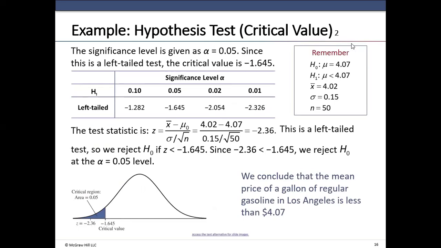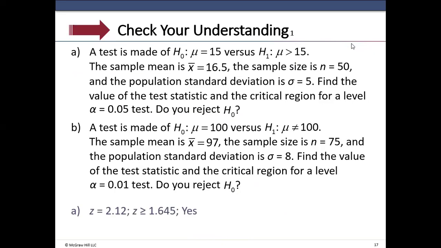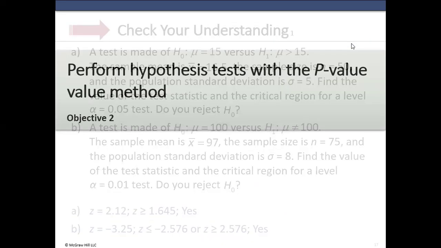The test statistic is less than the critical value of minus 1.645. The test statistic is minus 2.36, which makes it fall in the critical region in the left tail. Therefore, we reject H0 and we state that at alpha equal to 0.05, there is enough evidence to support the alternate hypothesis, which is mu less than 4.07. Okay. So we'll skip this.